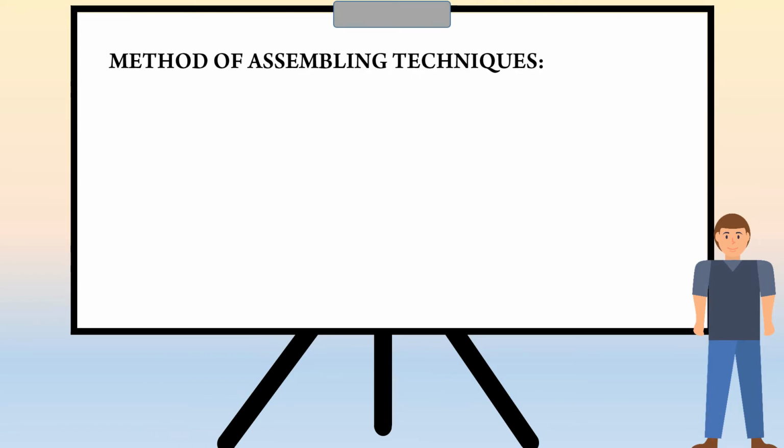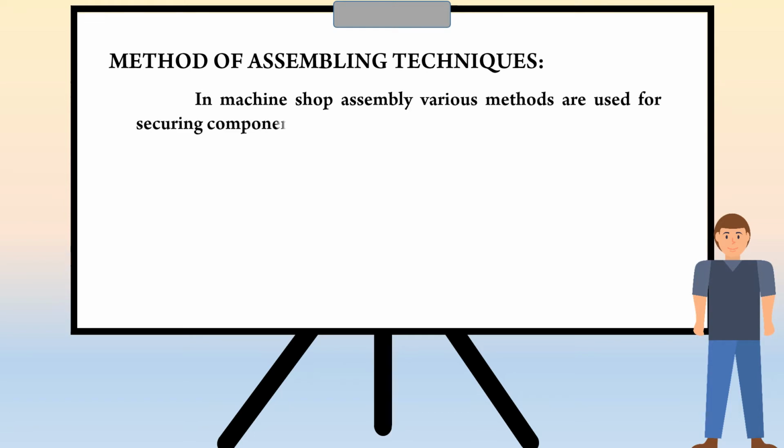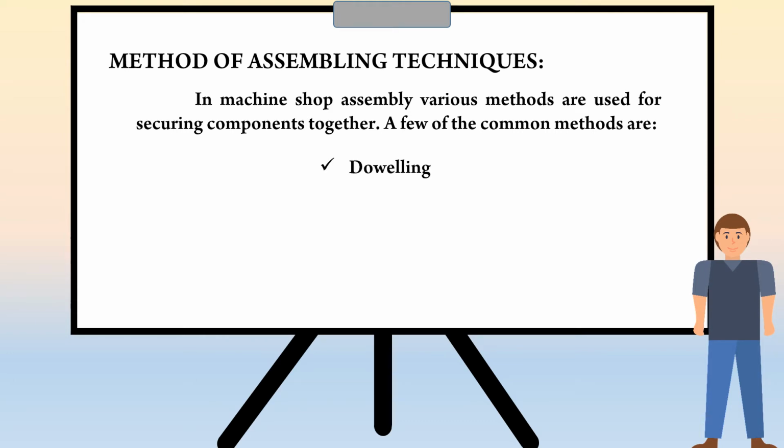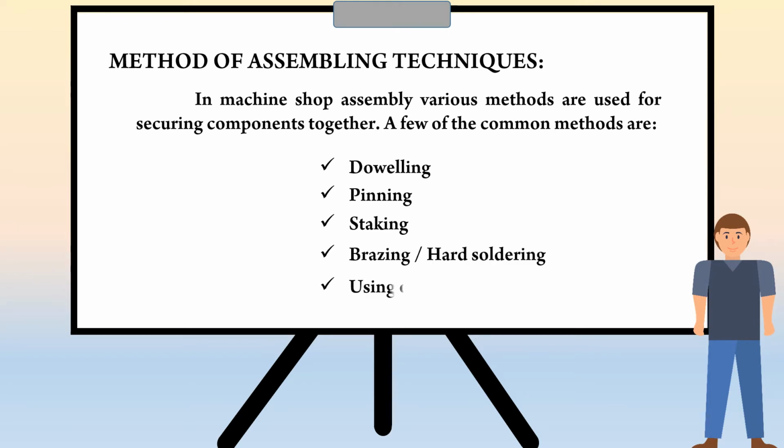Let's see the methods of assembling techniques. In machine shop assembly, various methods are used for securing components together. A few of the common methods are: first, doveling; second, pinning; third, staking; fourth, brazing or hard soldering; and last, using of adhesives. Now, see the methods one by one.